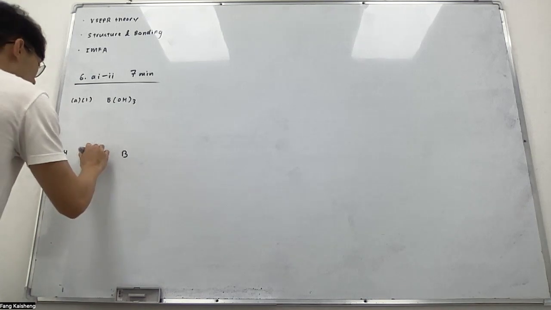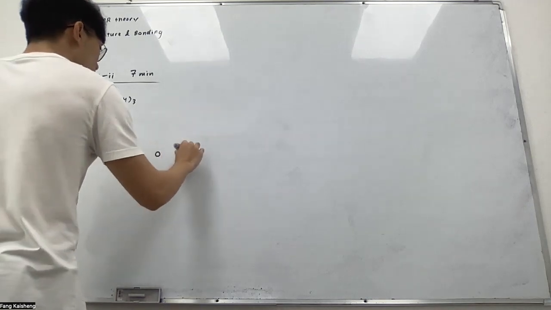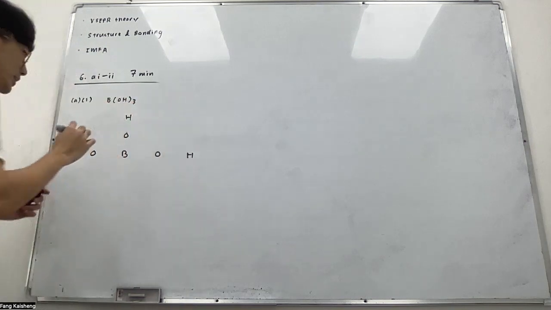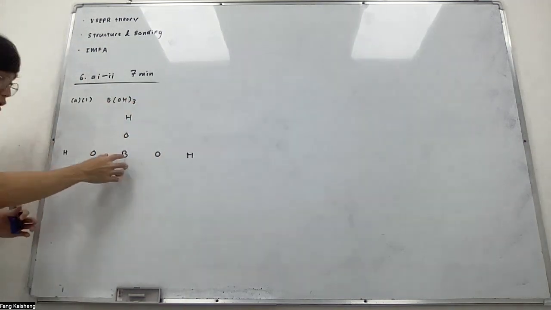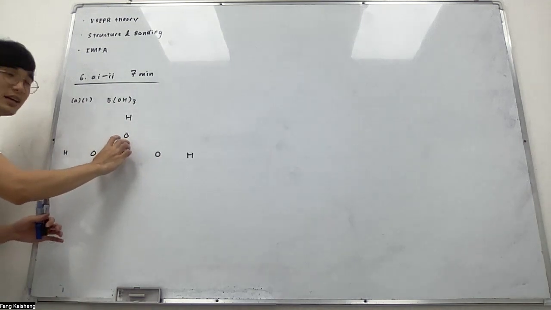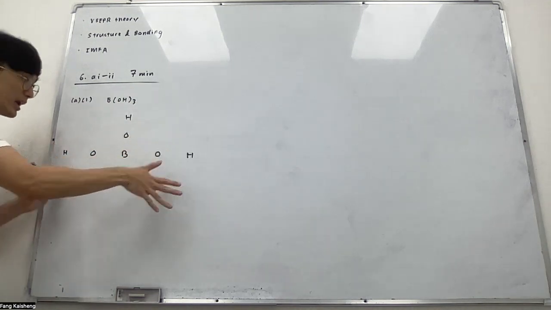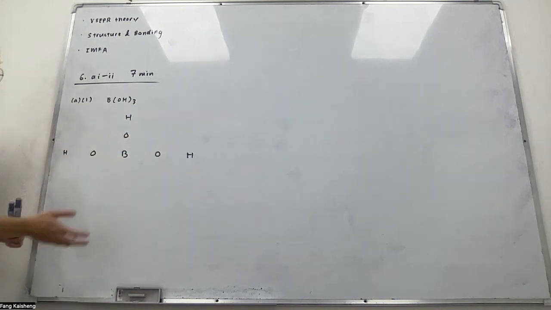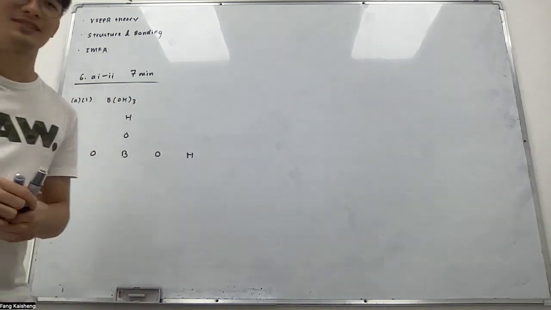Right? H, O, OH, and then OH. So essentially what's happening here is that boron is surrounded by three oxygens. Then each oxygen is bonded to an H further out. So it kind of branches out like this. Okay, so just doing all the bonds.